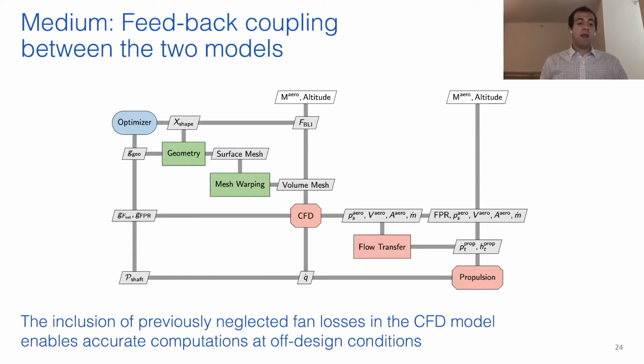And the inclusion of previously neglected fan losses in the CFD model enables accurate computations even at off-design conditions, where these non-ideal losses are not negligible compared to the baseline shaft power requirements. And in this formulation, both the CFD model and the propulsion model will converge to the same shaft power requirements.